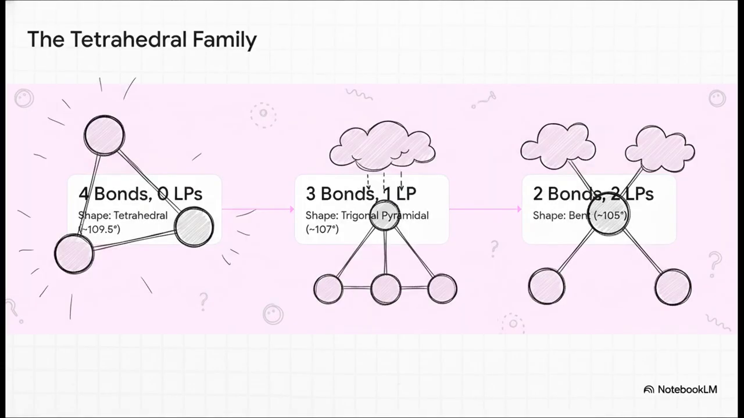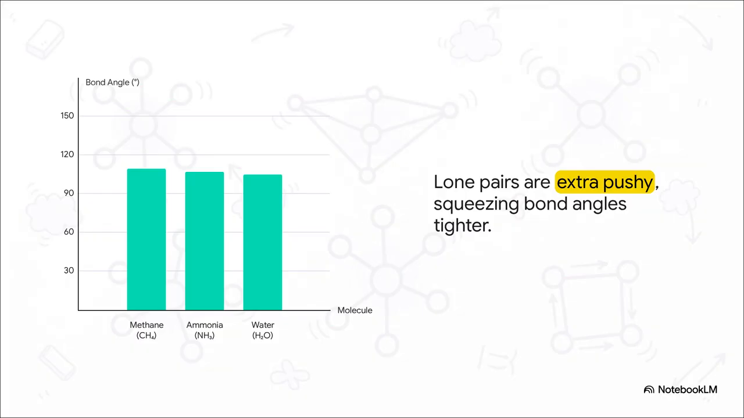And this is so cool. This one tetrahedral shape is like the parent of a whole family of other shapes. Start with 4 bonds, like methane, that's your classic tetrahedral. Now, what if we swap one of those bonds for our invisible, pushy lone pair? The atoms that we can still see now form a short little pyramid. We call it trigonal pyramidal. Okay, let's do it again. Swap out another bond for a second lone pair, and what shape are you left with? A bent shape.